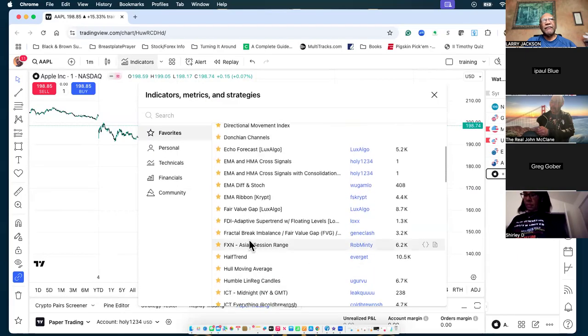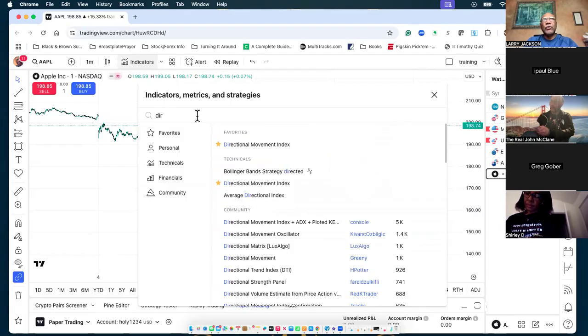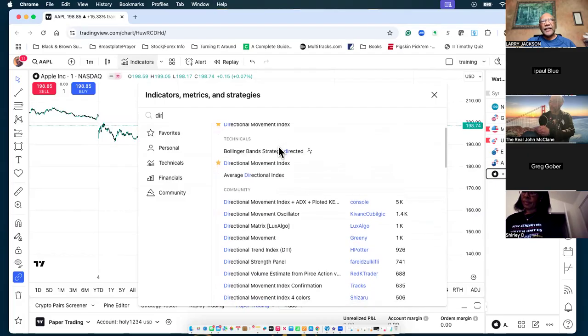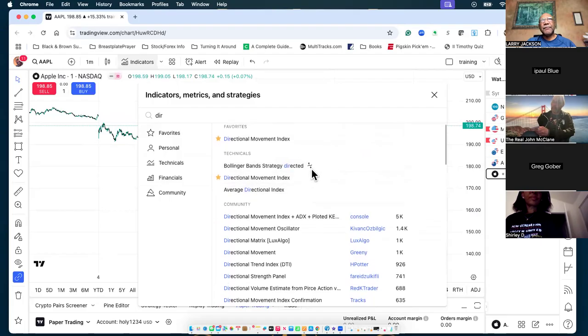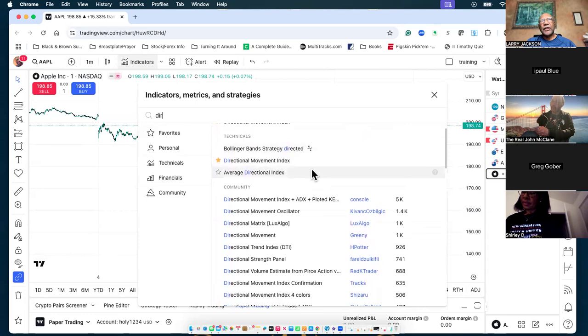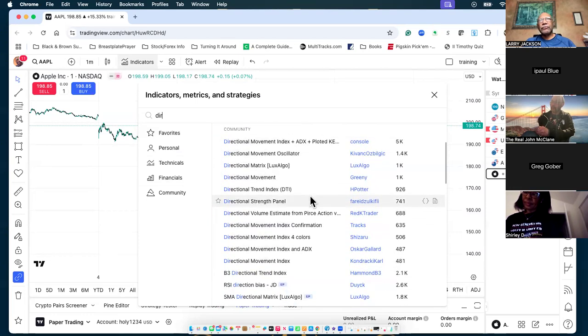Now these are in my favorites. Everything I've ever looked at, I make it a favorite. So if you go up in the search box and type directional momentum, or just DIR, it'll come up. You hit that first one at the top, or if it's not at the top, it should be real close to the top. That's the one I use, and it's DMI. So it's a good indicator in this sense.